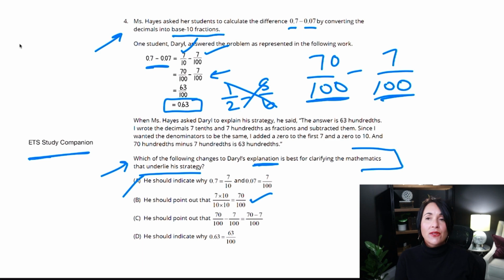This is how he found the common denominator more specifically. So B is looking good. It explains what you would do to the top of the fraction and what you would do to the bottom of the fraction. So B looks good here. C, he should point out that 70 over 100 minus 7 over 100 equals 70 minus 7 over 100. No, hot mess. We don't do it that way.